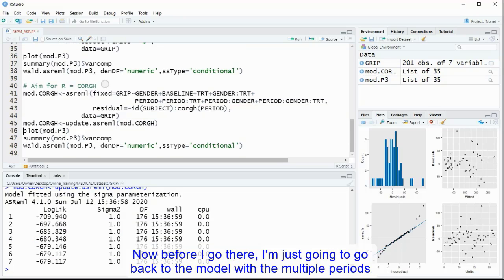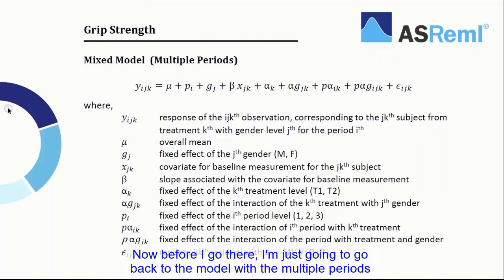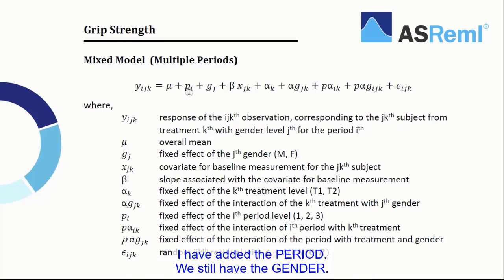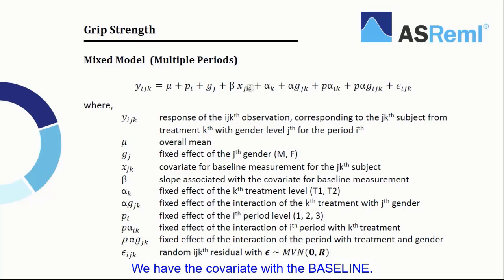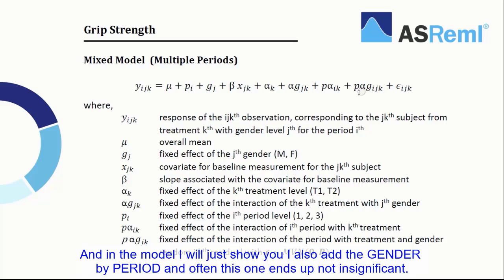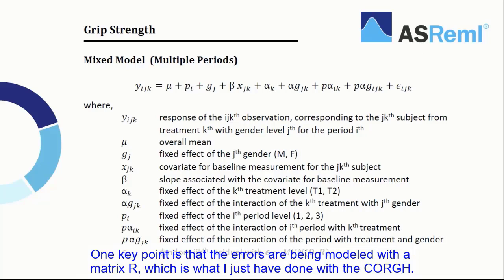There it is. Now, before I go there, I'm just going to go back to the model with the multiple periods so you can see a little bit what's happening. I have added the period, we still have the gender, we have the covariate with the baseline, I have the treatment, and I have the treatment with gender interaction. I put treatment by period, and this is a 3-way interaction, and in the model I'll just show you, I also add the gender by period, and often this one ends up not being significant. One key point is that the errors are being modeled with a matrix R, which is what I just have done with the core GH.